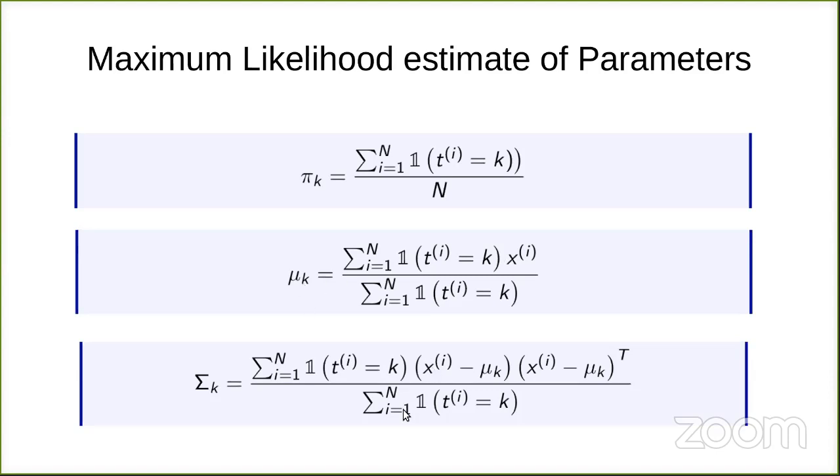We do the same thing for the covariance. For covariance we do xi minus mu k multiplied by xi minus mu k transpose, and then we do the same weighted average to find sigma k. So these are the maximum likelihood values of the parameters, and these will be useful for you in your assignment.